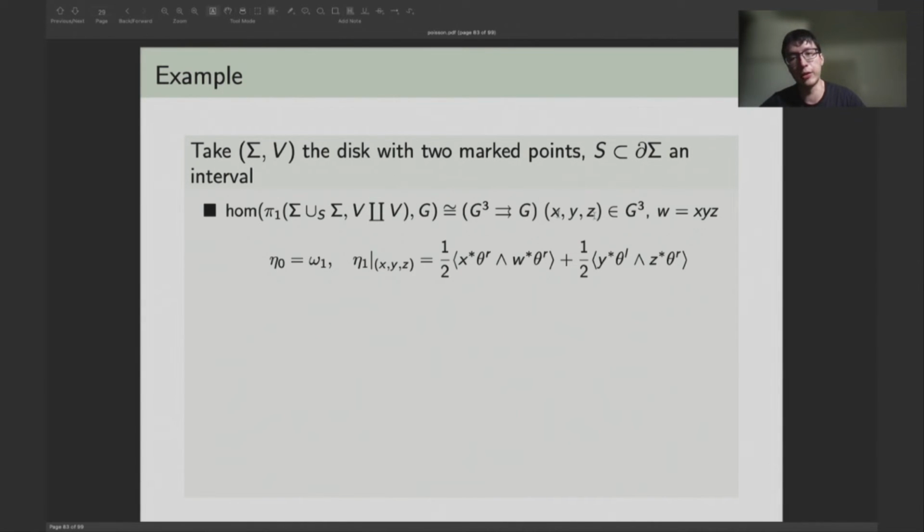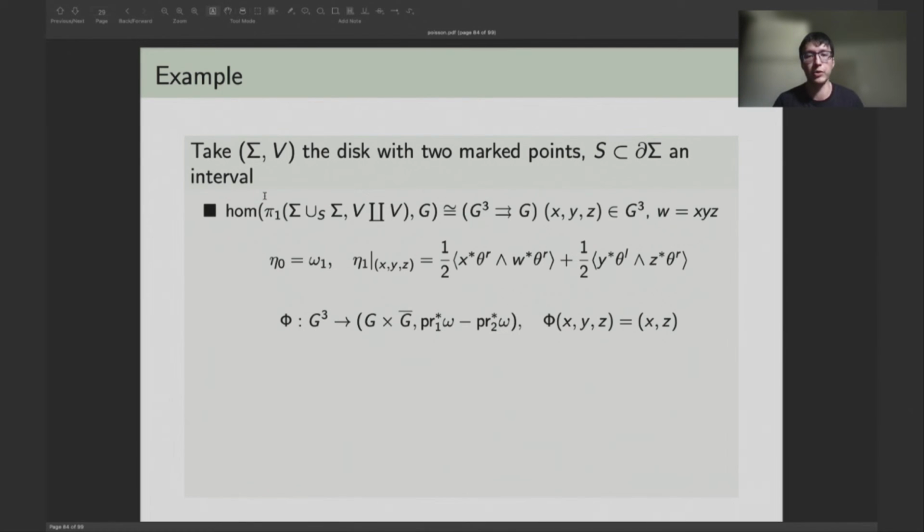And we can see that the groupoid structure is given by an action groupoid structure, given by the action of G cross G on G by left and right translations. And the two-form is given by this eta one. The moment map is given by this formula. Yeah, that's the simplest example of a two-shifted Lagrangian groupoid associated to a marked surface with multiple base points.